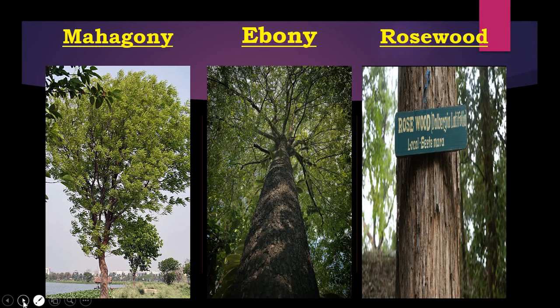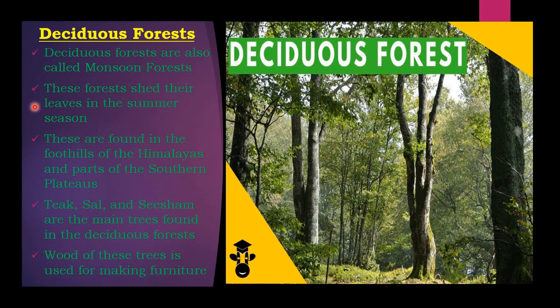Okay. So next we'll go to the second type of vegetation, the deciduous forest. See the forest there. See the trees, how tall they are. There are different types of trees. Not the same trees, different types of trees are there. This is the deciduous forest.